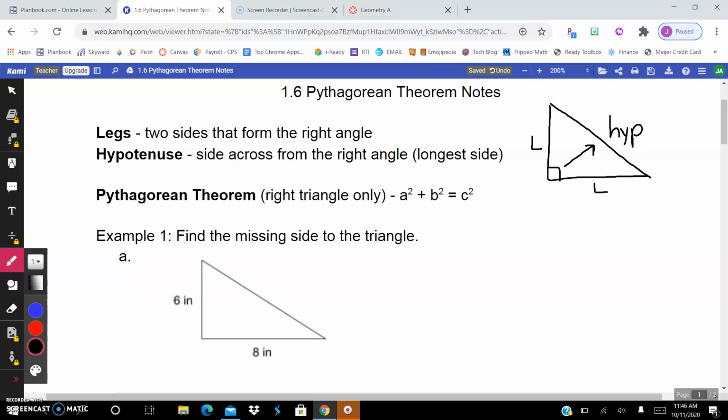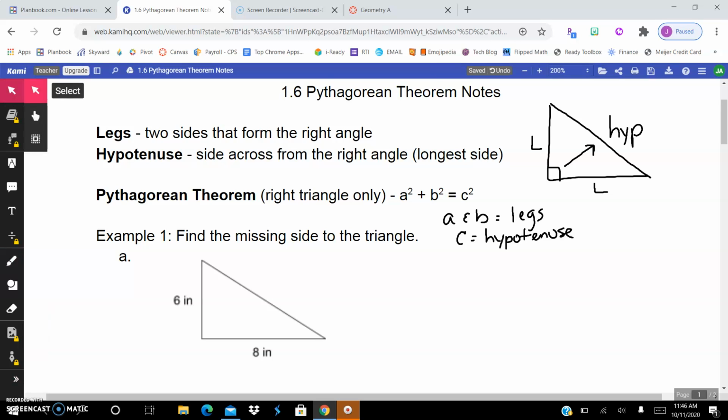All right, so for the Pythagorean theorem, and remember this only works for right triangles, the theorem says that a squared plus b squared equals c squared. A and b are legs, and c is your hypotenuse. So for all of the questions today, we are going to use that particular formula.